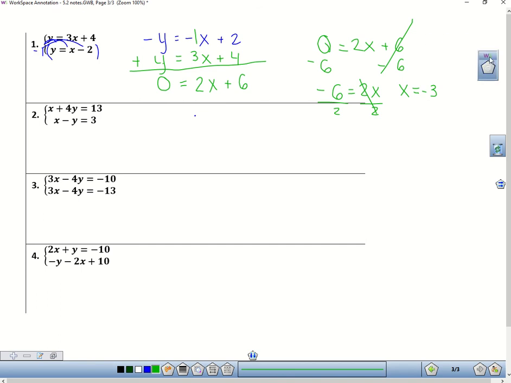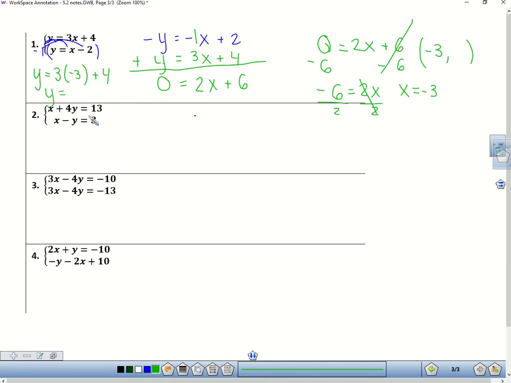So we found x, but we also need to find what other variable? Y. So you use x to find y. So pick one of the original equations, the first or the second. We'll go with the first one this time. So what we're going to do is rewrite the first equation, but instead plug in negative 3 for x. So I'm just replacing. Now I'm going to replace the x with negative 3.